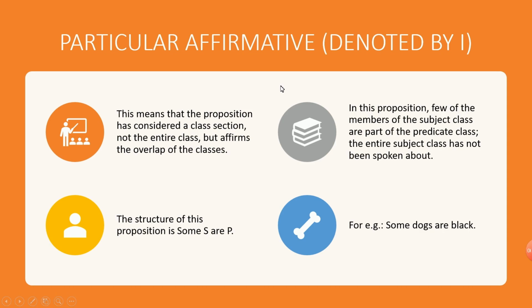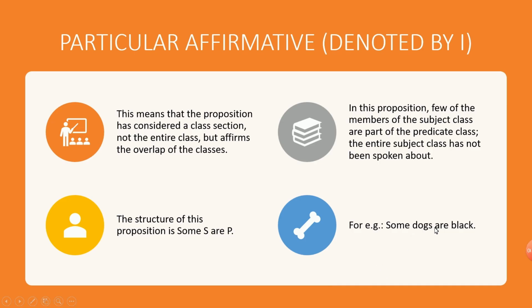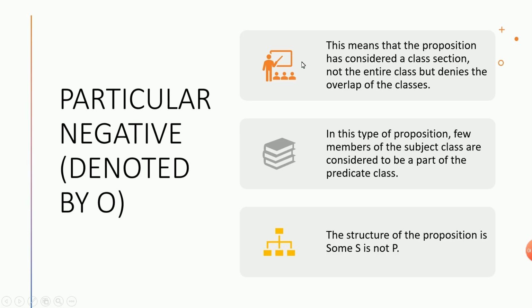Again, it is the same for the particular negative, because some dogs are not black also comes under the particular negative, which is denoted by O. This means that the proposition has considered a section of the class, again not the entire class, but denies the overlap of the classes. So in this type of proposition, a few members of the subject class are considered not to be part of the predicate class. It is similar.